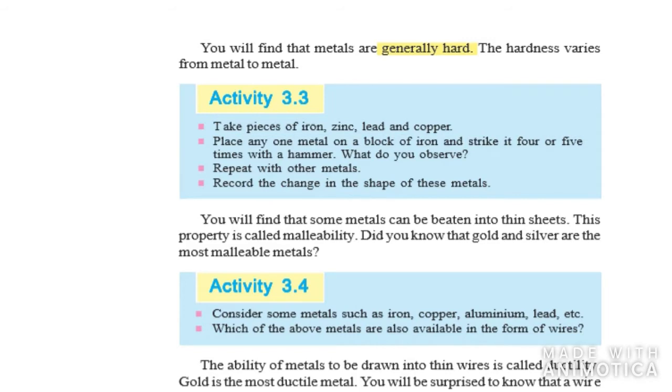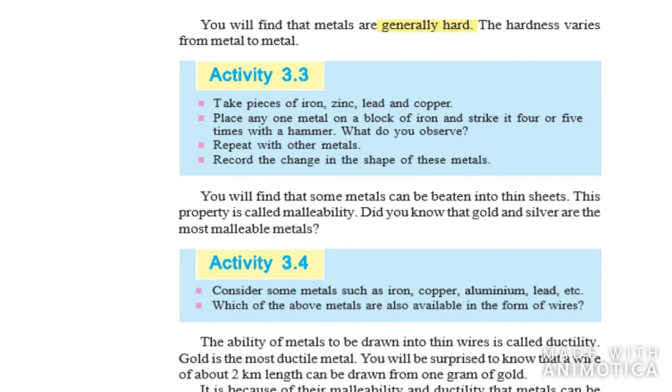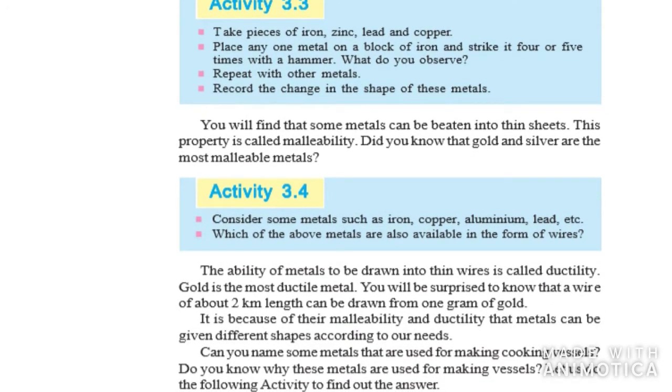Now the third is: metals can be beaten into thin sheets, and this property of metals is known as malleability. So mark this point.